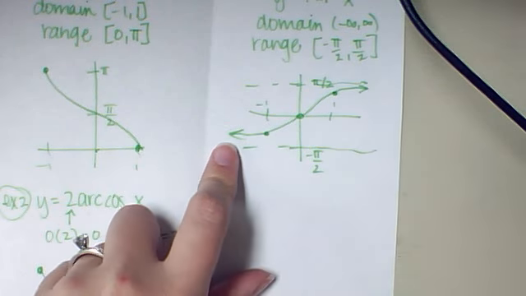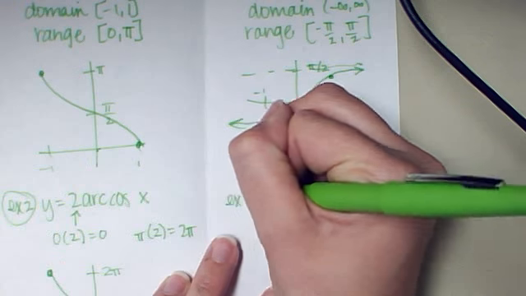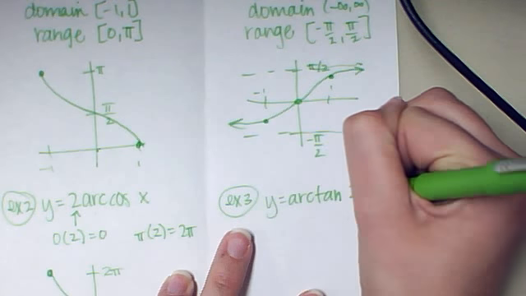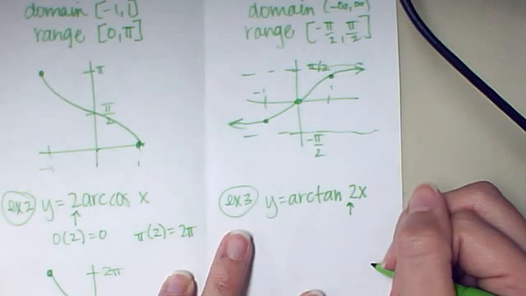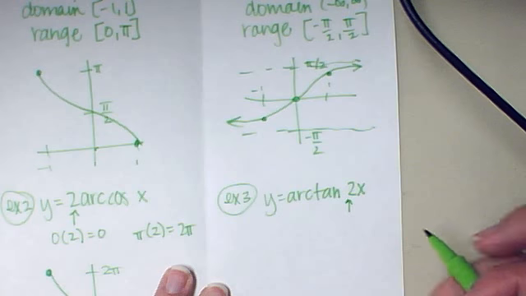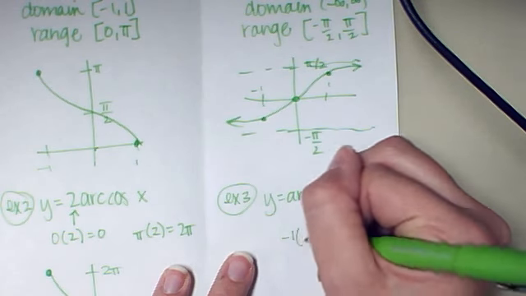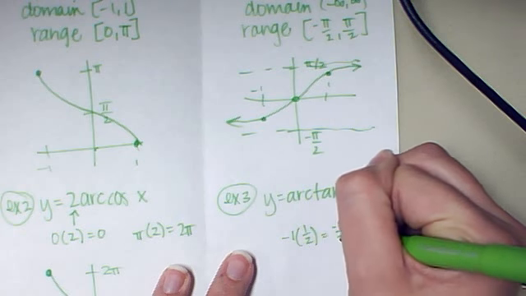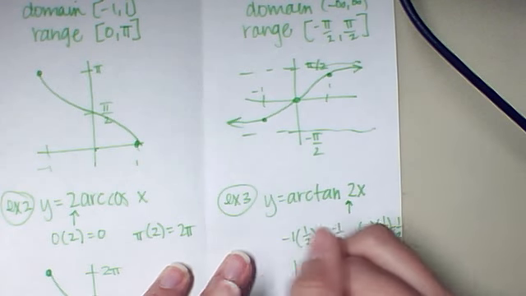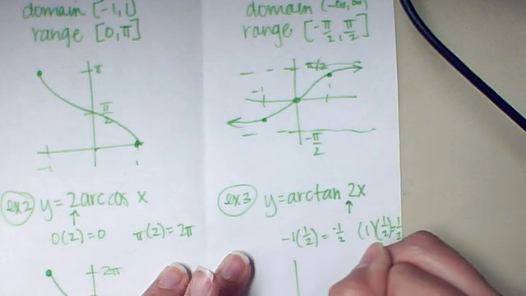That's why our domain is from negative infinity to infinity, and our range is from negative pi over 2 to pi over 2. Let's look at a transformation of this. Y equals the arctangent of 2x. Remember, 2 always changed our period, so here we're going to change our little values here. To do that, we're going to multiply by the reciprocal. So I'm going to do 1. The reciprocal of 2 is 1/2. 1 times negative 1/2 is negative 1/2. 1 times 1/2 is 1/2. So when I draw, I'm going to put my marks at negative 0.5 and 0.5.